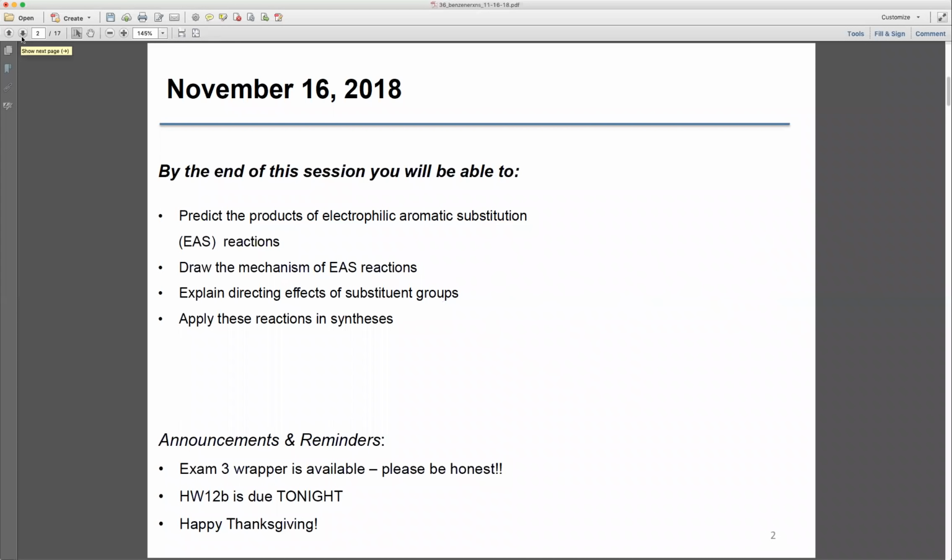This just covers what we're going to talk about today, more on electrophilic aromatic substitution, how the directing effects play into synthesis primarily. So there is an exam wrapper available.